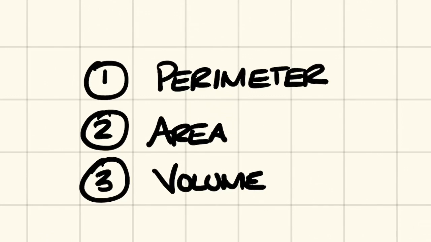All right, today we're going to look at perimeter, area, and volume. These are concepts that we've looked at already, so you'll notice today it's not going to be as straightforward as we're used to, as we're going to look at some more irregular shapes.